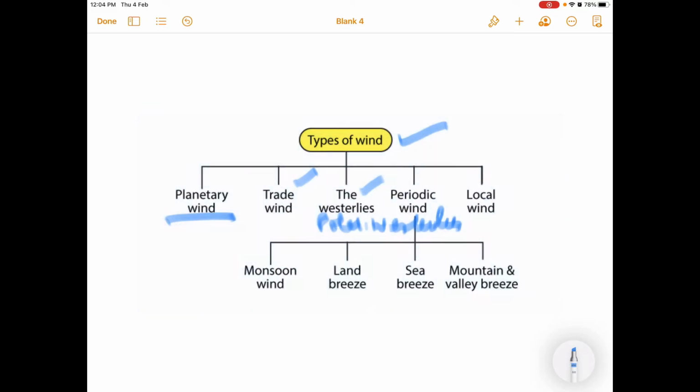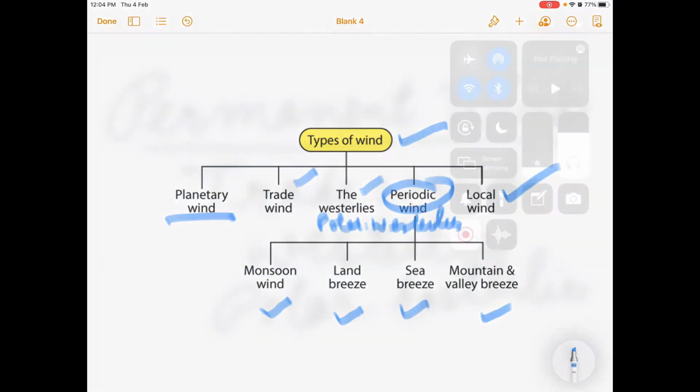Second, we have the secondary circulation, which consists of the periodic or the seasonal winds. When we talk about the periodic winds, children, they are again divided into the monsoon winds, land breeze, sea breeze, and the mountain and the valley breeze. Third, we have the tertiary circulation, which includes the local and the variable winds. They are produced by local causes and they only affect the weather and the climate of a particular area or region. That is why they are known as the local winds. We will study all these winds in detail.